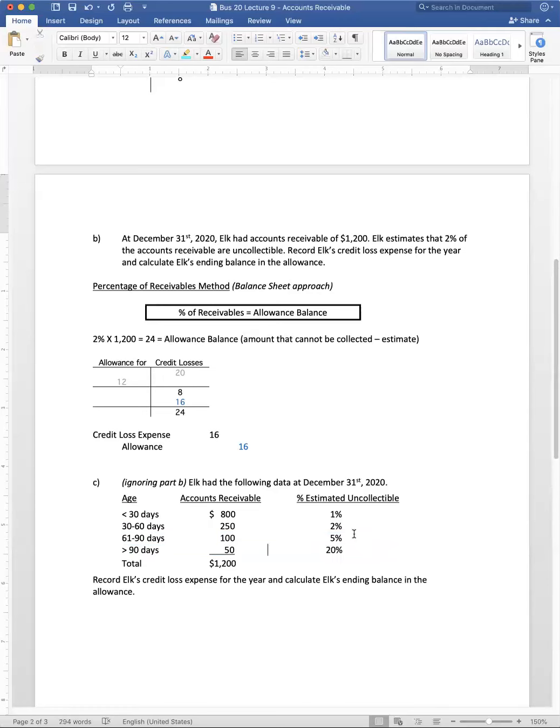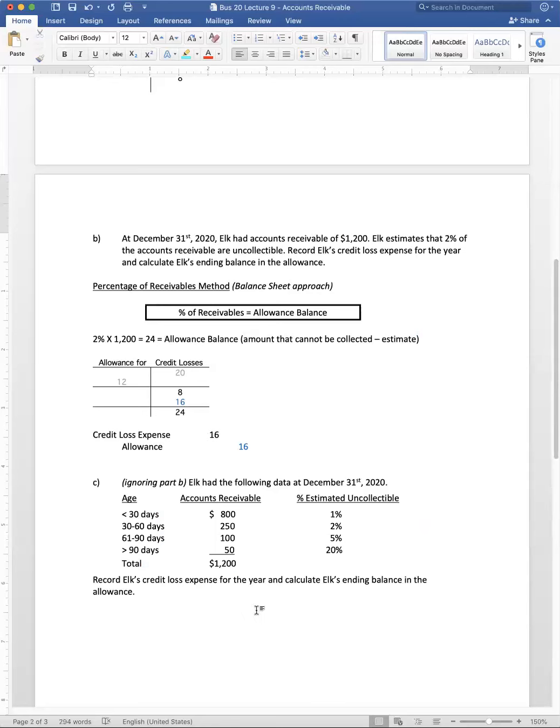Okay, the other way that it's helpful is here with the amount that we're estimating cannot be collected. Obviously, the older the receivable gets, the higher the percentage until we get here to 20% when it's over 3 months. Okay, so if companies have a lot of receivables, chances are they don't just have one lump $1,200. Chances are pretty good that they're actually breaking them down into these age groups.